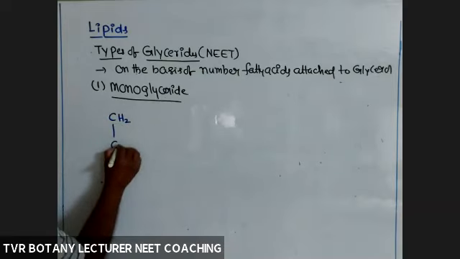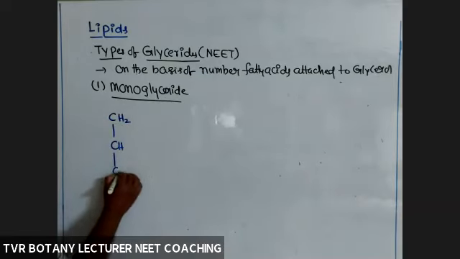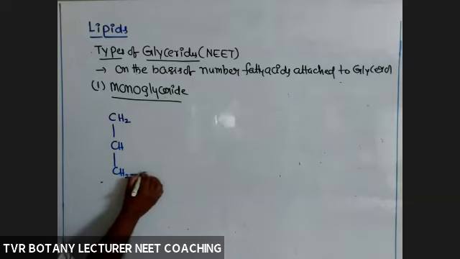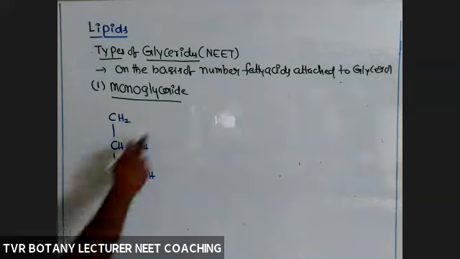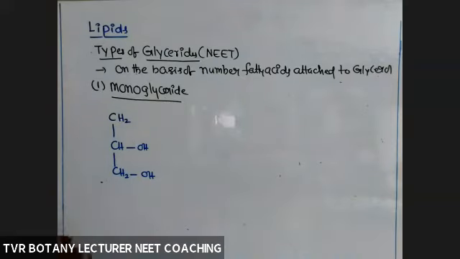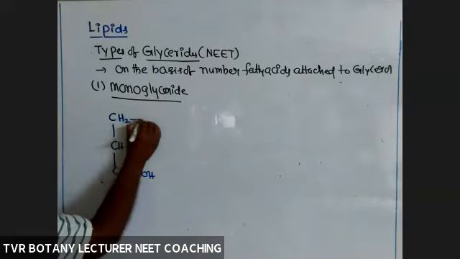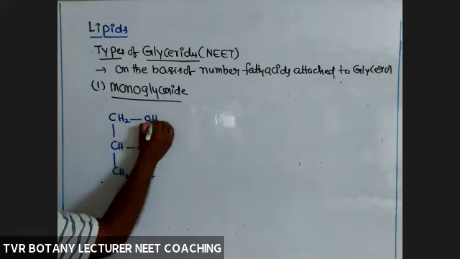CH2OH as it is here. Fatty acid is attached. Okay. So, how is that one produced? What is a fatty acid?